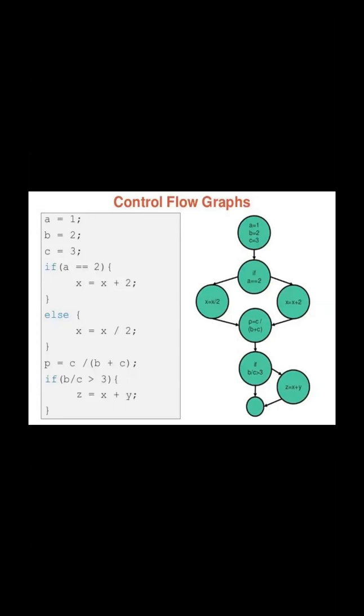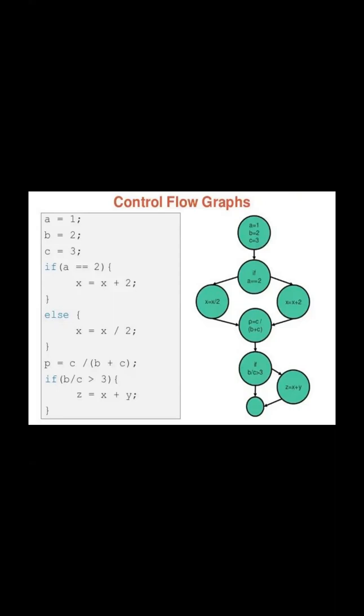Then we have one if statement, if A is double equal to 2. So the condition checking is represented using if A equal to 2. If the condition is true, then it will print X equal to X plus X by 2. If the condition is false, it will display the other option. Then we have one more assignment statement, P equal to C divided by B plus C.